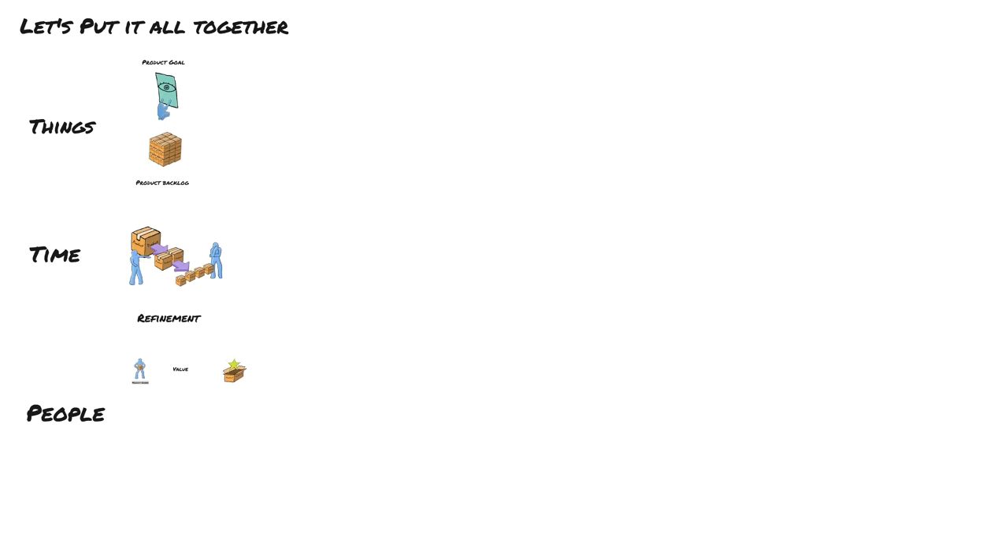Let's see how it all works together. Before a sprint, teams refine product backlog items according to the product goal. At the start of the sprint, the teams plan what they need to do to build a product increment in the sprint defined by them.